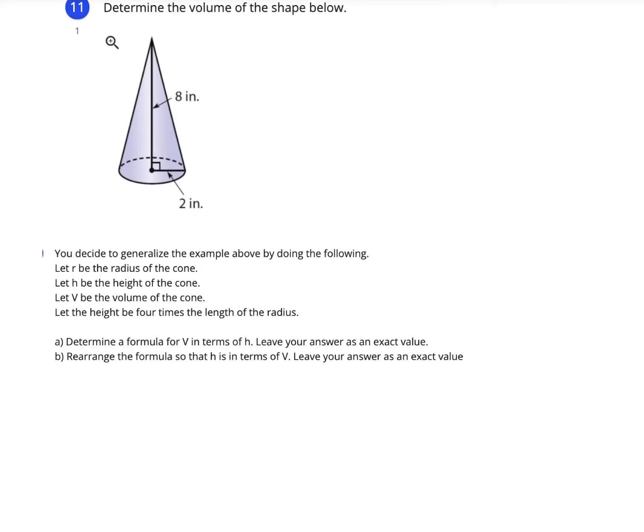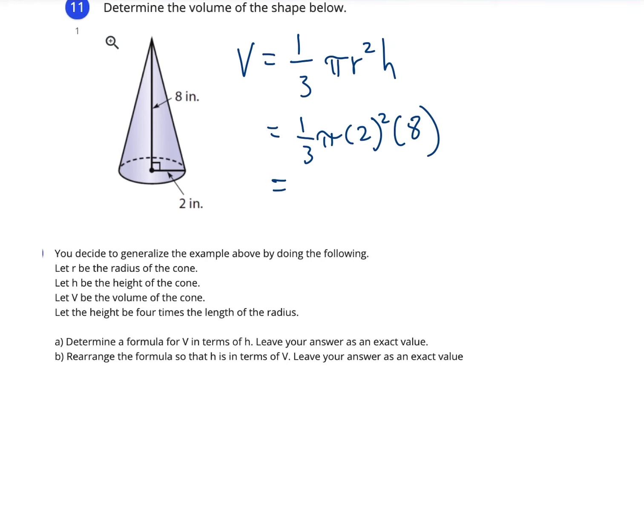Okay, so number 11 here says determine the volume of the shape below. Okay, so the formula is volume is equal to 1/3 pi r squared h, and you can simply substitute in 2 for the radius and 8 for the height, and just work that out and see what that gives you. Okay, we can do it quickly actually. 2 squared is 4, 4 times 8 is 32, so 32 over 3 pi inches cubed. Okay, so that's that.